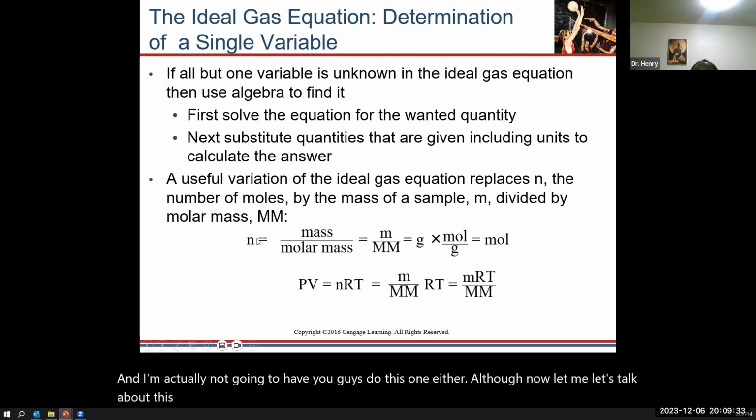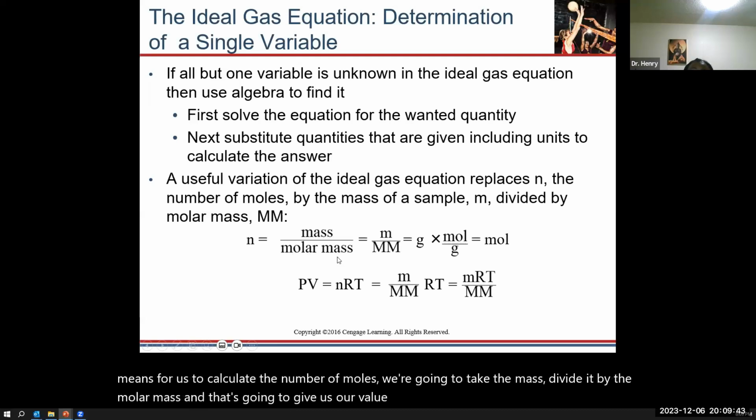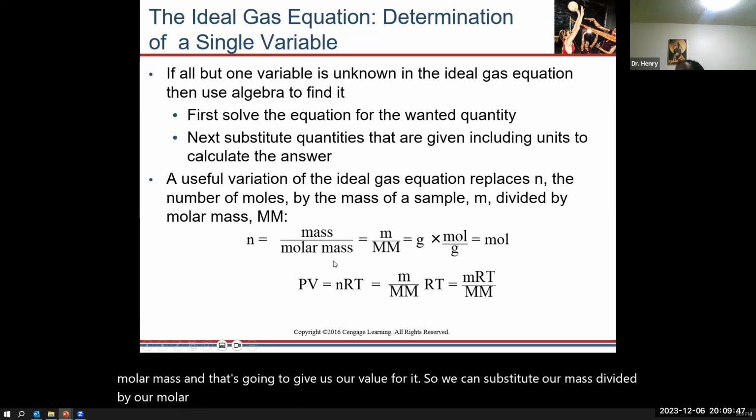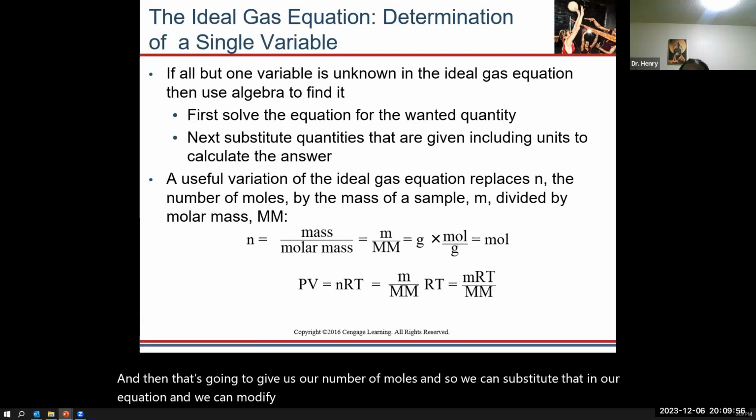So we know that N represents the number of moles. So for us to calculate the number of moles, we're going to take the mass divided by the molar mass, and that's going to give us a value for N. So we can substitute our mass divided by our molar mass for the number of moles in our equation, and modify it to do calculations based upon mass. Then we just have to calculate our molar mass, okay?